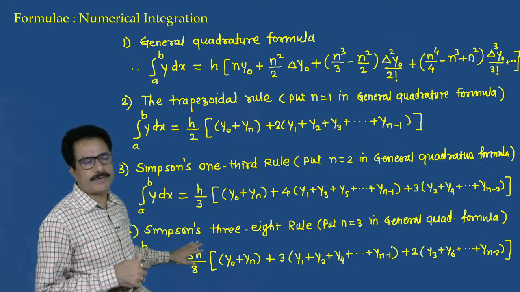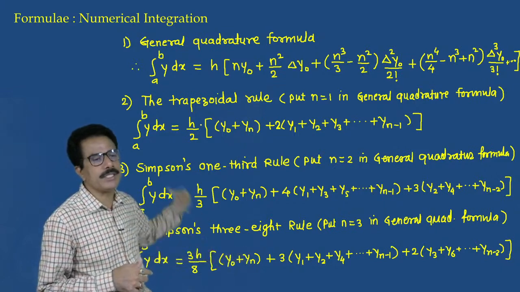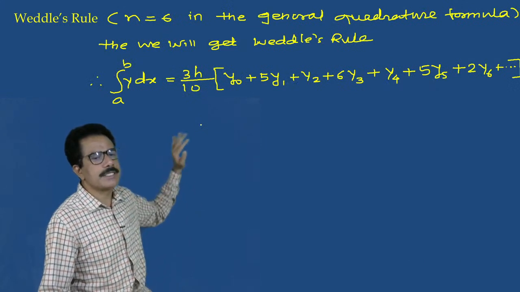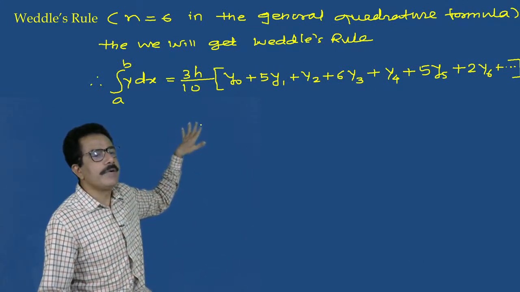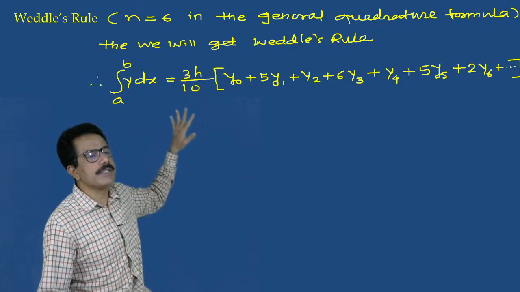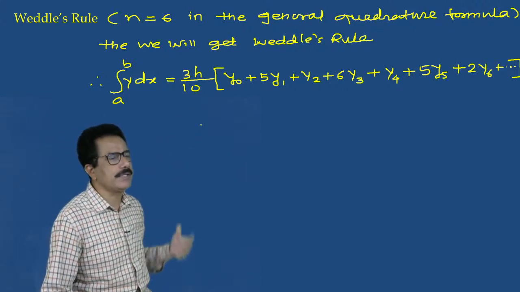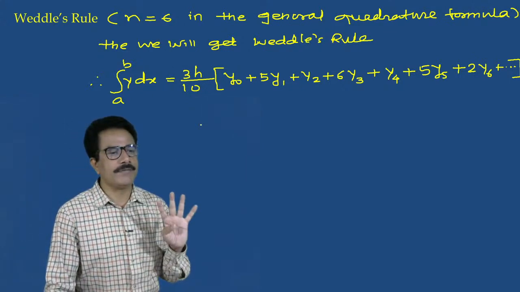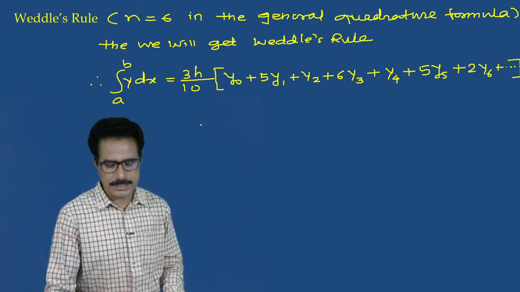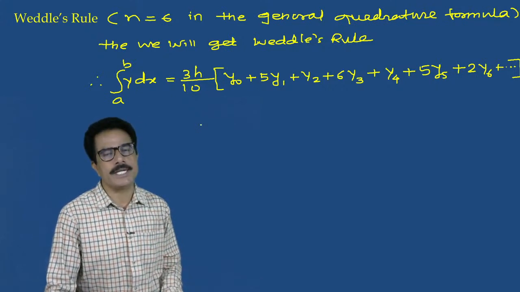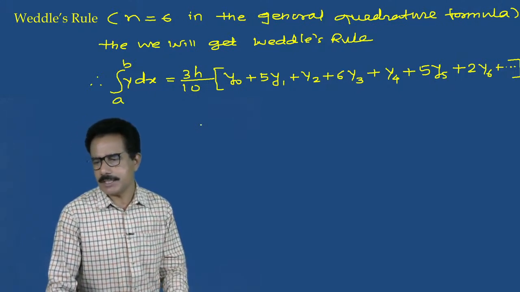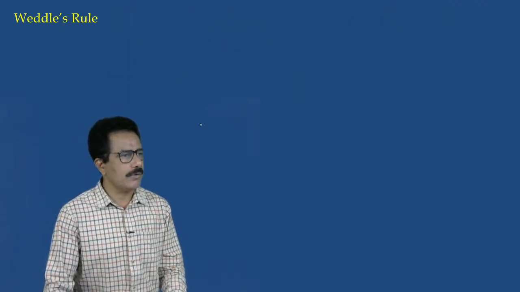Similarly, Simpson's 3/8 formula, if we put n equals 3 in the general quadrature formula, then we can get the Simpson's 3/8 formula. Yesterday also we proved Weddle's rule: if we put n equals 6 in the general quadrature formula, we get Weddle's rule. These are the 4 different rules we have to study in numerical quadrature, numerical integration. Now today we shall solve the problems based on this.